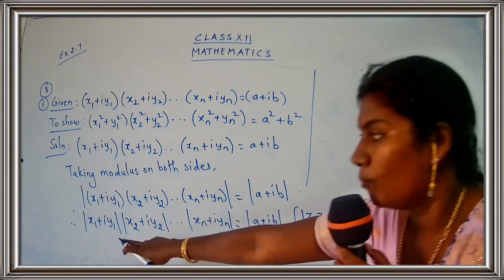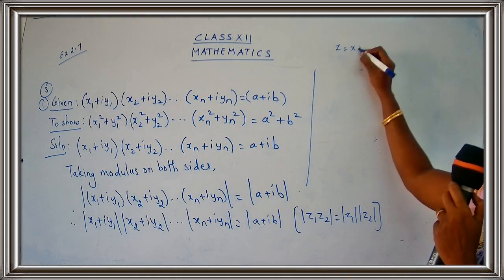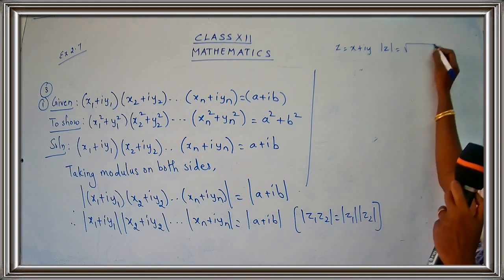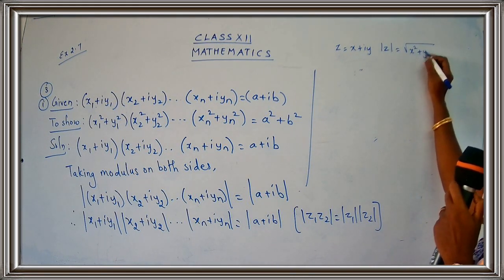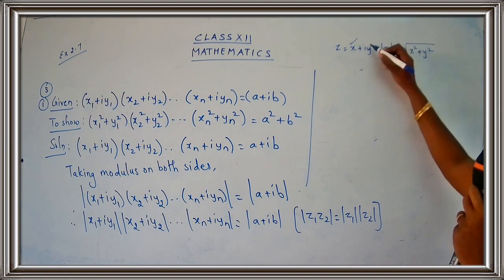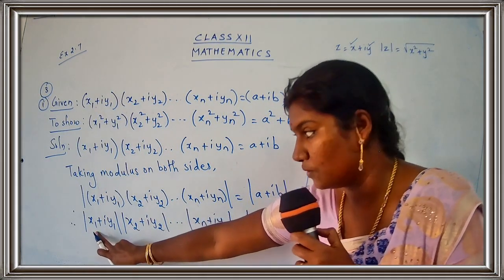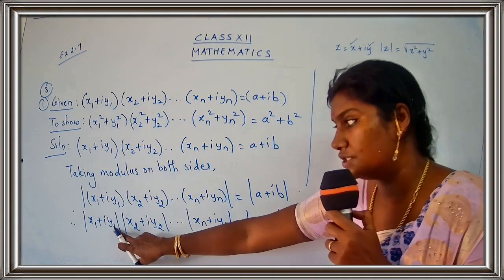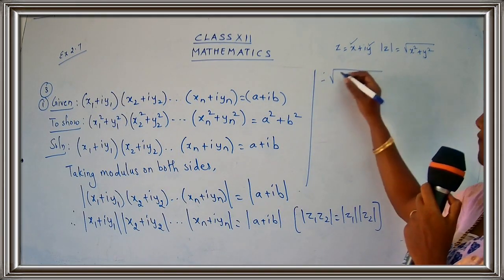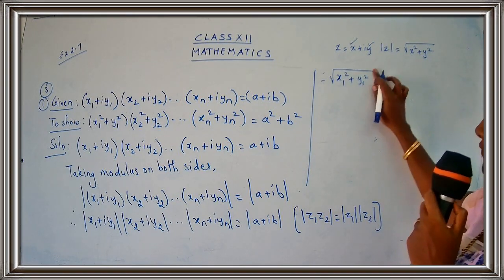So modulus of x1 plus i y1. We have seen that z is equal to x plus iy, and if you are finding the modulus of z, you get the answer as square root of x square plus y square. That is, you are going to take the square of the real part and the square of the imaginary part. So what is the real part here? The real part is x1, and what is the imaginary part here? It's y1. Therefore, square root of x1 square plus y1 square. This is for the first term.